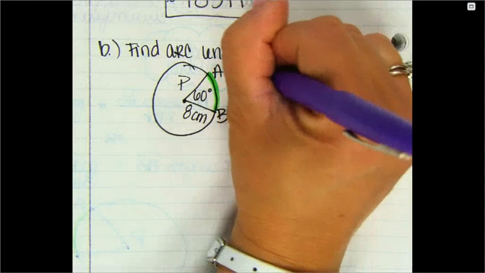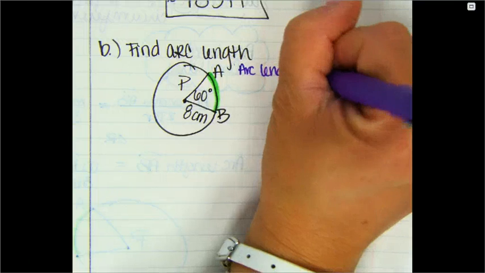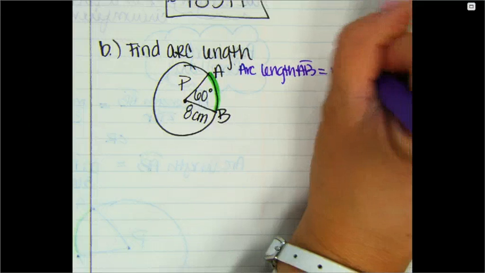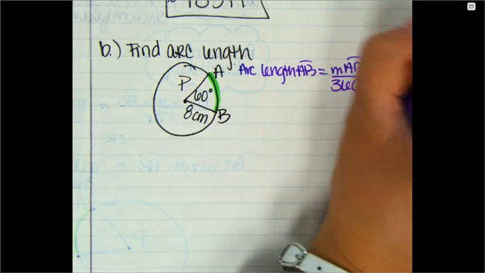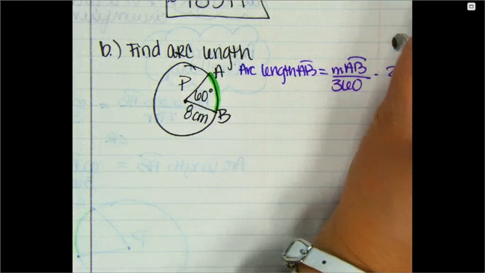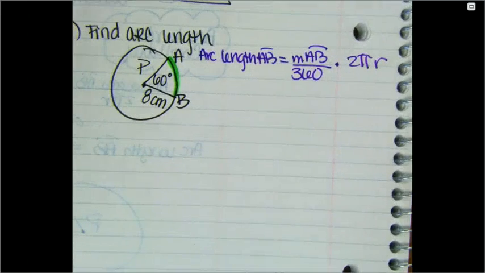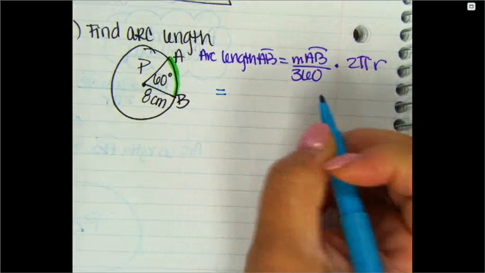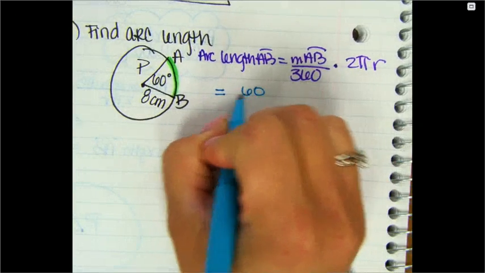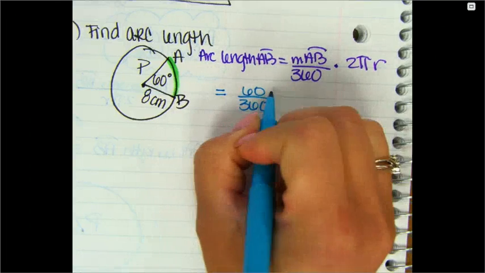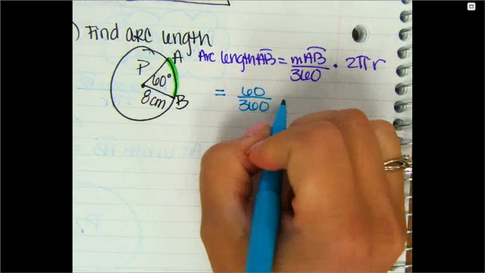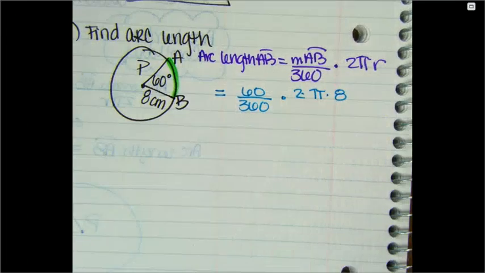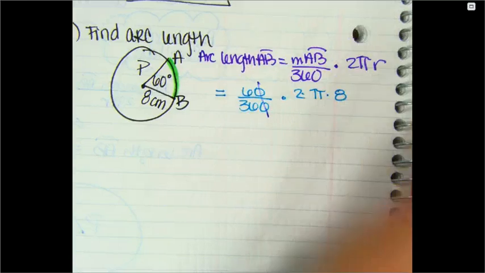Formula says arc length of arc AB equals the measure of arc AB over how much? 360 times? Good. Alright. What's the measure of arc AB? 60 degrees over 360 degrees. They're both degrees, that makes sense, correct? Okay. Times 2 times pi times what's your radius? 8. Wonderful. Reduce 60 and 360, that cancels.